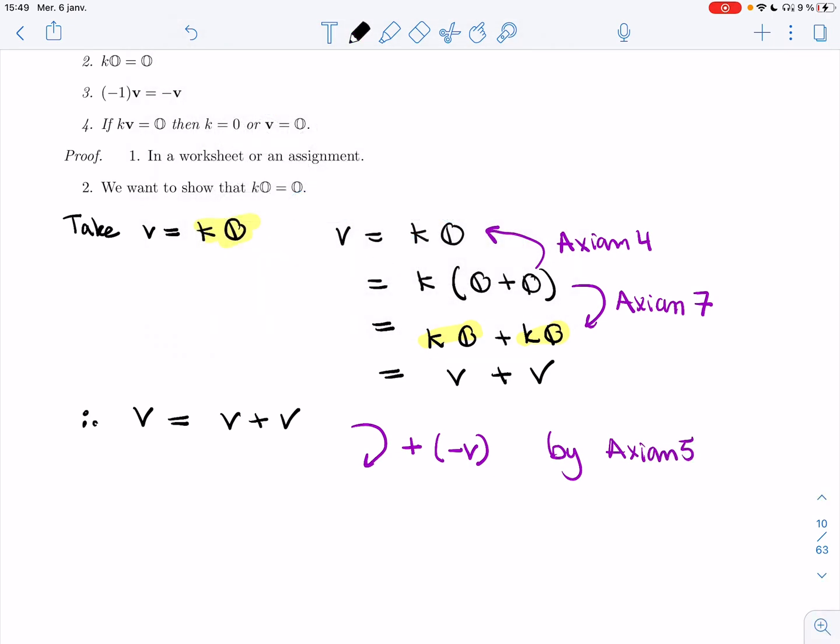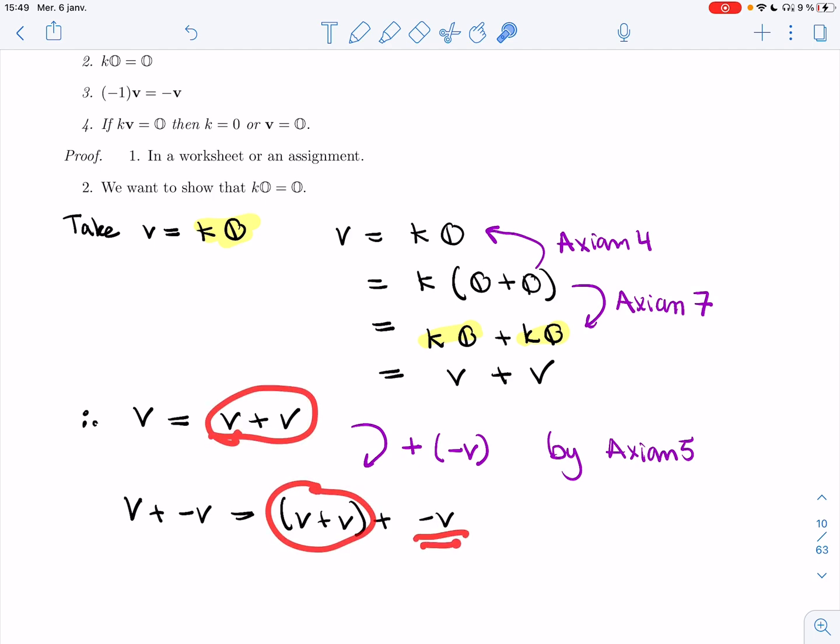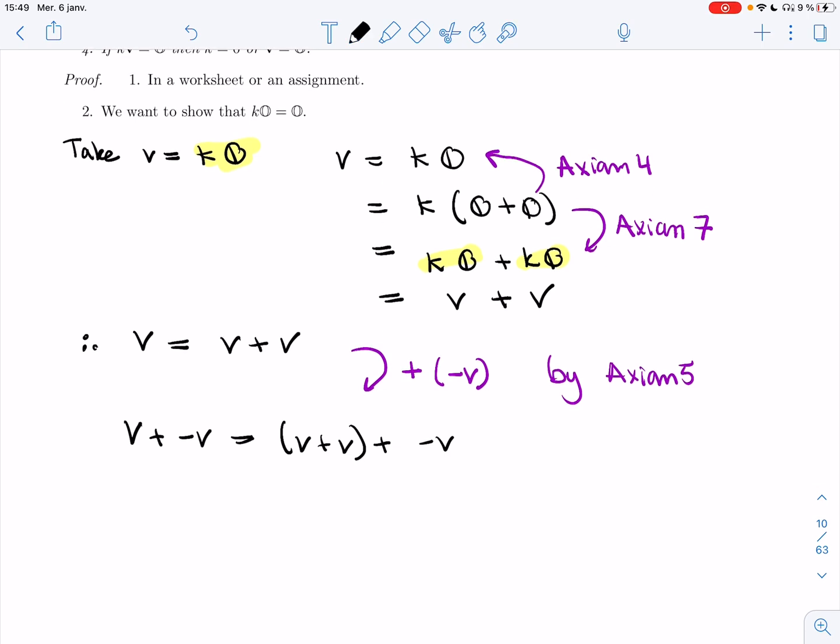So if I add minus v, I'll get v plus minus v. On this side, be careful. You're actually forced to write it this way, where v plus v was added first because that's what you started with, and then you add what you want afterwards. All right, so by axiom 5 again, this is the 0 element.